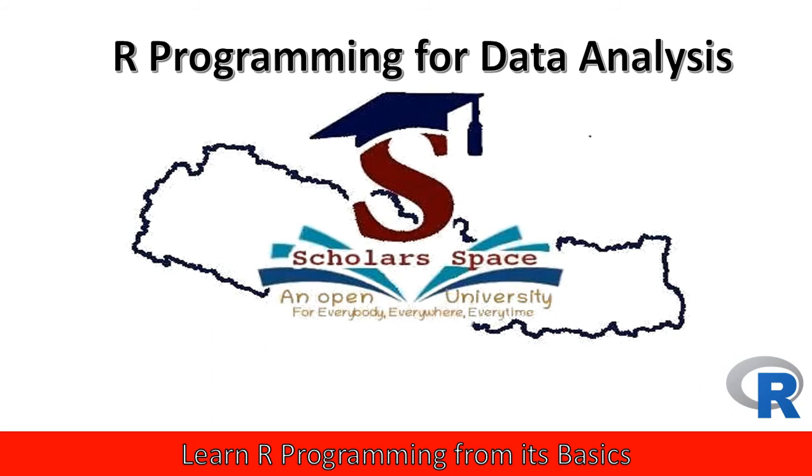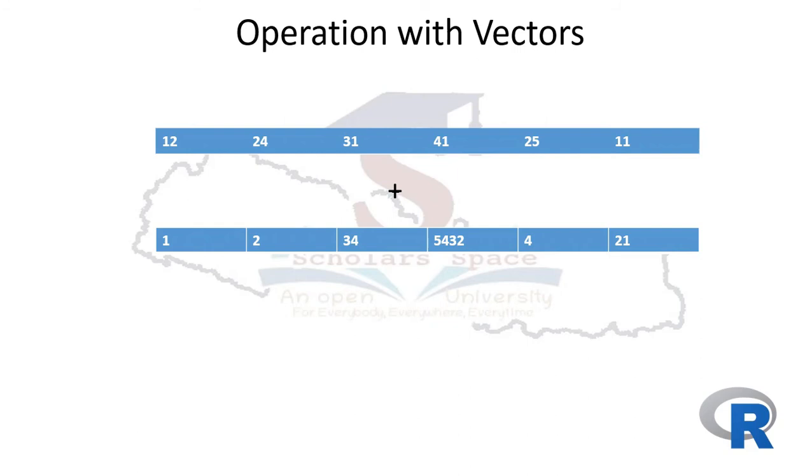Now since we have learned how we can access individual elements from a vector, let's look into different operations with vectors. So these are the two vectors and we want to perform some operations with them. For example, let us suppose we want to add them.